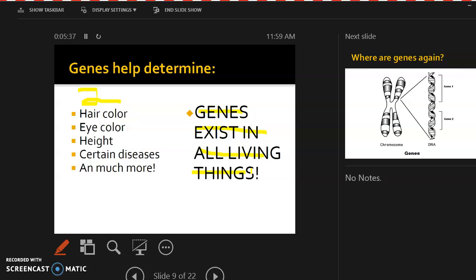So here's an example of how genes help determine. My mom has black hair, and my dad had bleached blonde hair growing up, and now his hair has turned into like a darker blonde. Okay, so that's where I get my hair from. My oldest brother has black hair like my mom, and then my middle brother has the same color hair that I have, but we got those genes from our parents.